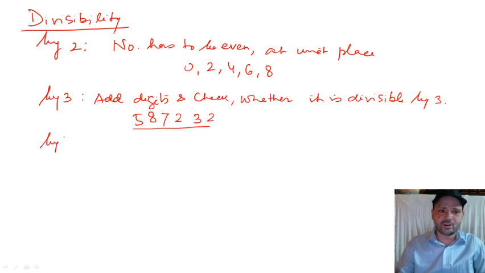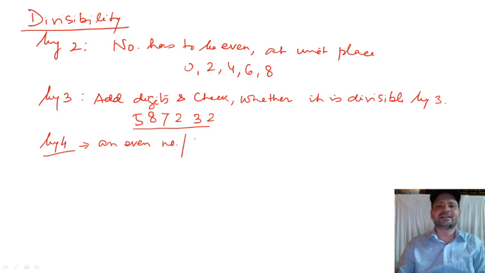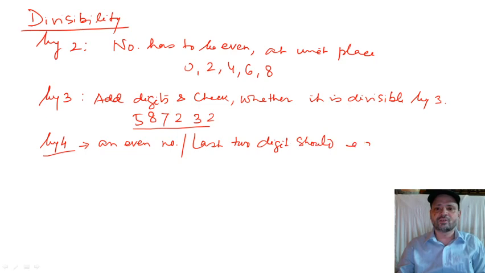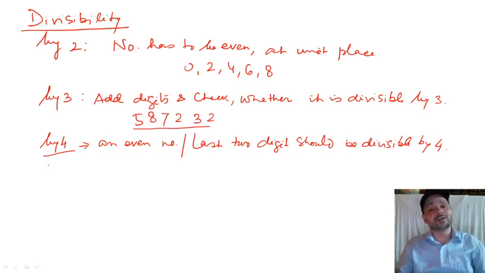Then comes 4. Divisibility by 4 means it should be an even number, but the condition is that the last 2 digits should be divisible by 4. That way you can understand the concept of divisibility by 4. You have to check the last 2 digits. Similarly, if you go to 8, 16, 132, it goes that way: the last 2, 3, 4 or 5 digits have to be seen.